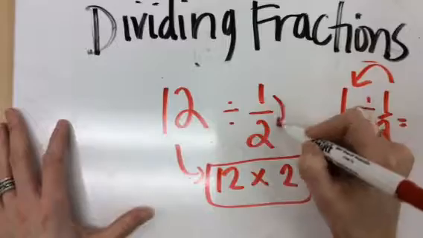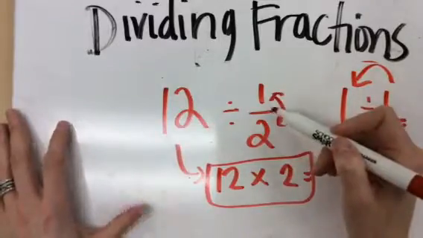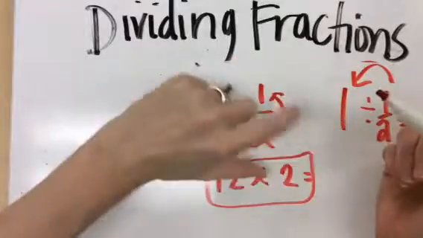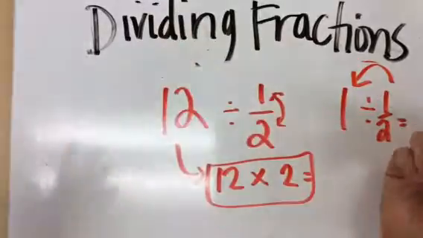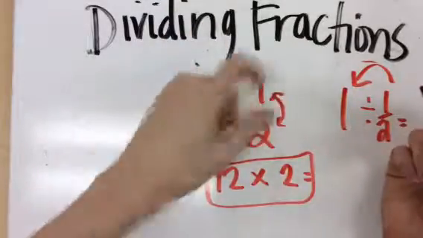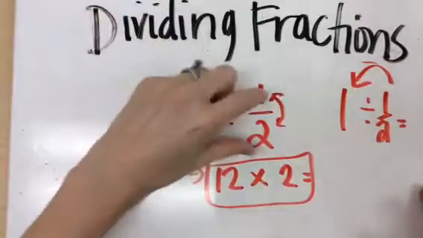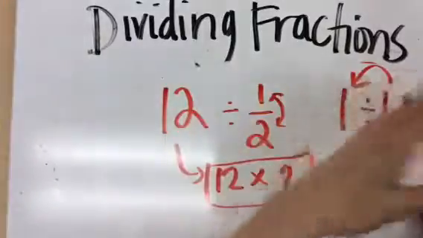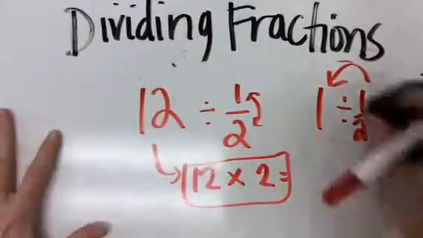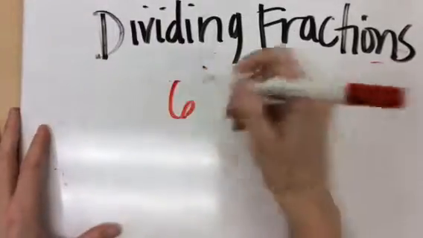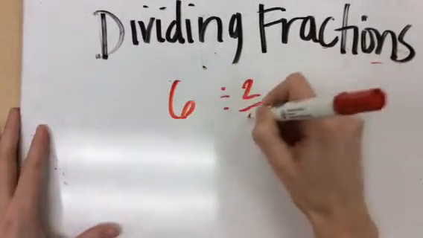So a lot of people talk about how when you divide fractions, you can multiply by the reciprocal. And the reciprocal is basically that number flipped over. When I flip this over, I just multiply across. So for example, let's do one that is a little bit uglier, like 6 divided by 2/5.